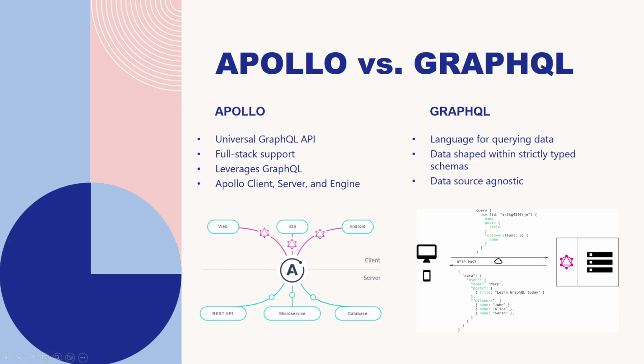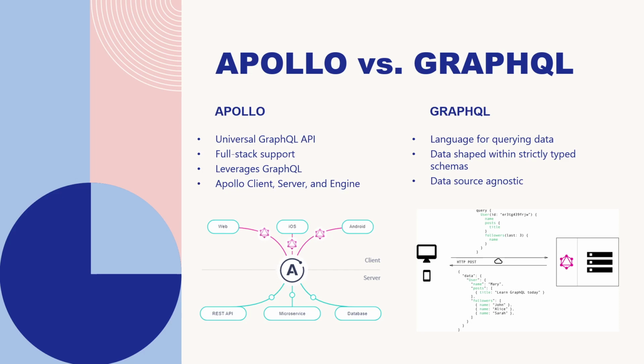So there is a difference between Apollo and GraphQL. Apollo is the API itself. Apollo makes it easy to program with GraphQL. In fact, Apollo implements the GraphQL. It has full stack support through its different software. So it has Apollo Client, Apollo Server, and Engine, and you can use all three in your development stack, or you can choose only a couple.